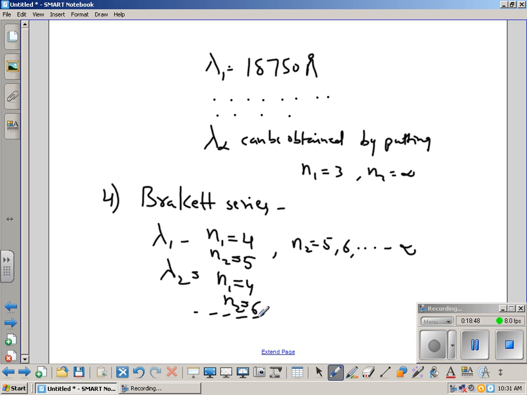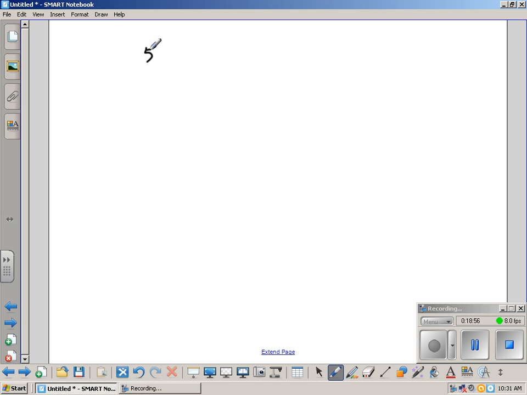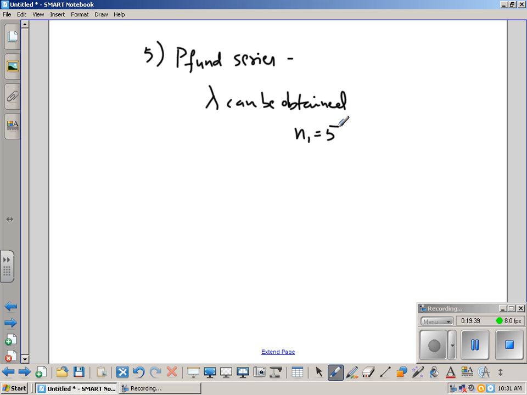What about the Pfund series then? The fifth one is called the Pfund series. When electron transition takes place from higher orbits to the fifth orbit, the wavelengths can be obtained when you substitute n1 is equal to 5, n2 is equal to 6, 7, and so on up to infinity.